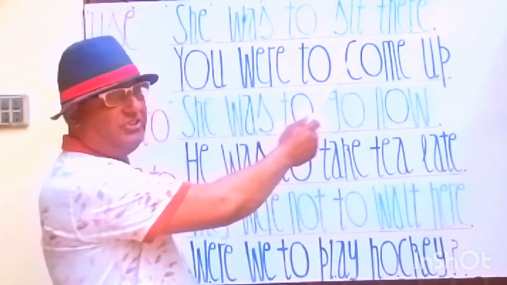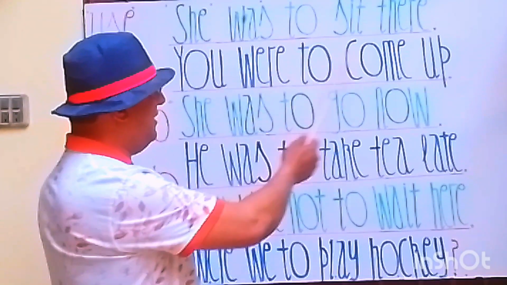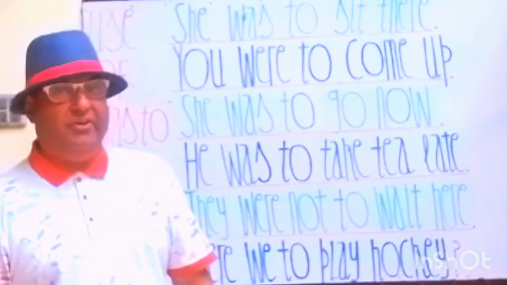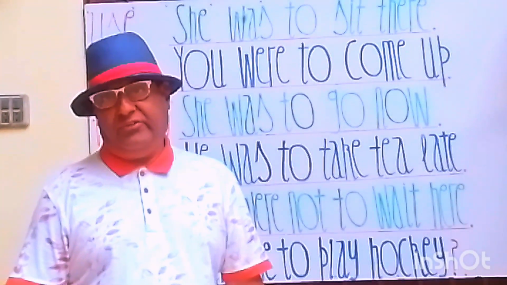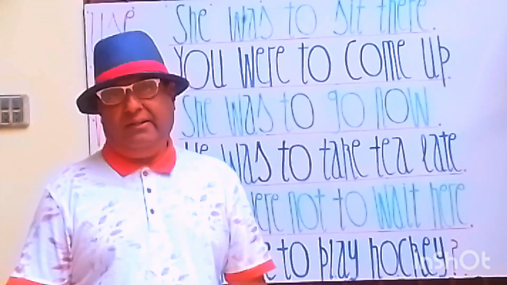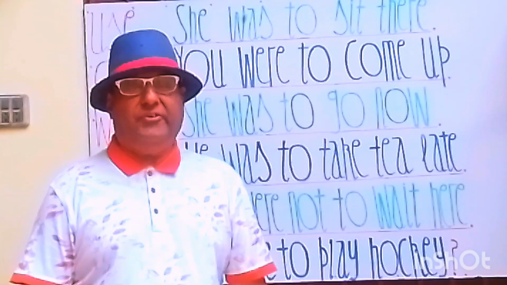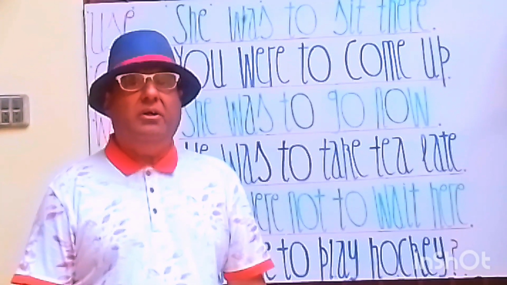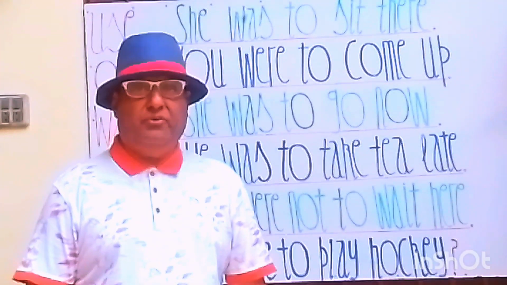She was to sit there. He was to sit there. You see, my students, in Urdu, at the end of the sentence we have "बैठना था, जाना था, खाना था, खेलना था, पढ़ना था." This is the sequence, and we may recognize these short sentences with Urdu statements.